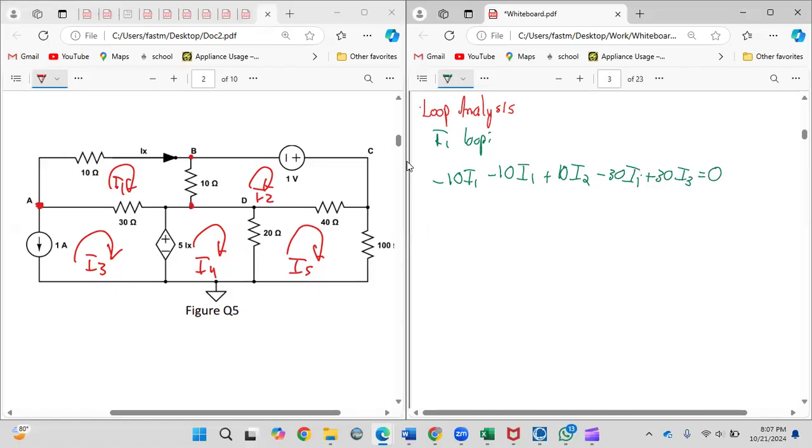That was the I1 loop. So the I2 loop, same idea. It doesn't matter where you start. You probably start here, going through here. There is a voltage source, which is okay. V is equal to IR, so I times R is voltage.